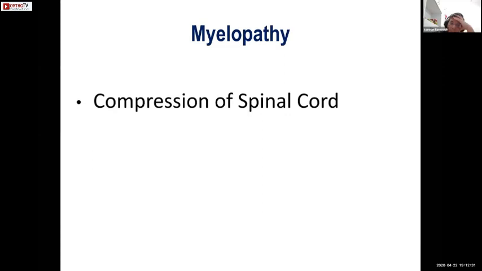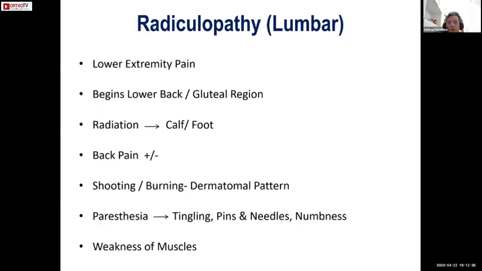A classic example of a radiculopathy because of a disc would be a patient complaining of lower extremity pain which starts in the back or gluteal region and typically radiates into the lower leg along the distribution of a nerve root, into the calf or the foot. Back pain may or may not be there. The patient may complain of a shooting or burning pain, typically in a dermatomal pattern along L5, L4, whichever nerve root, but it should follow the distribution of a nerve root. The patient may complain of paresthesia like tingling, pins and needles, numbness, or sometimes weakness of muscles.